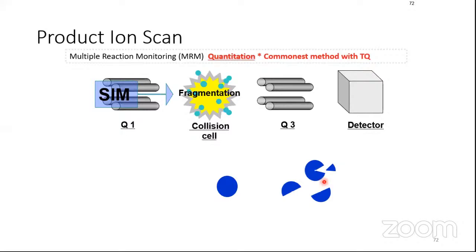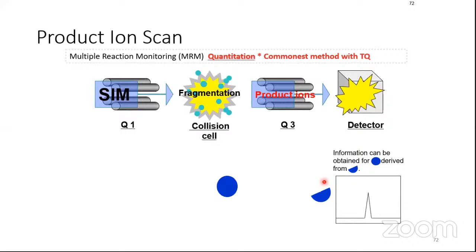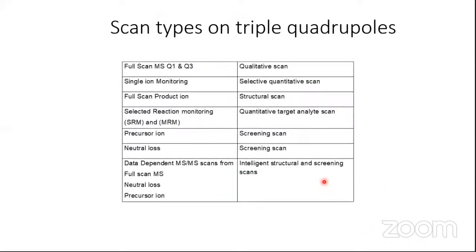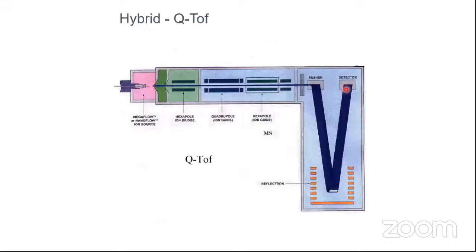There are so many other scan events which are possible, but I'm not going into that. Here I have a quadrupole, then a collision cell, and then this reflectron time of flight mass analyzer, which gives me high accuracy. Whatever ion is generated, I select the ion in SIM mode and pass it on to the TOF. So I get the molecular ion up to the fourth decimal of molecular weight. Then I select that ion, fragment it here, and all the fragment ions go to this TOF, and I get the fragment ions up to fourth decimal level molecular weight. That gives me very good information about the structure of the molecule.